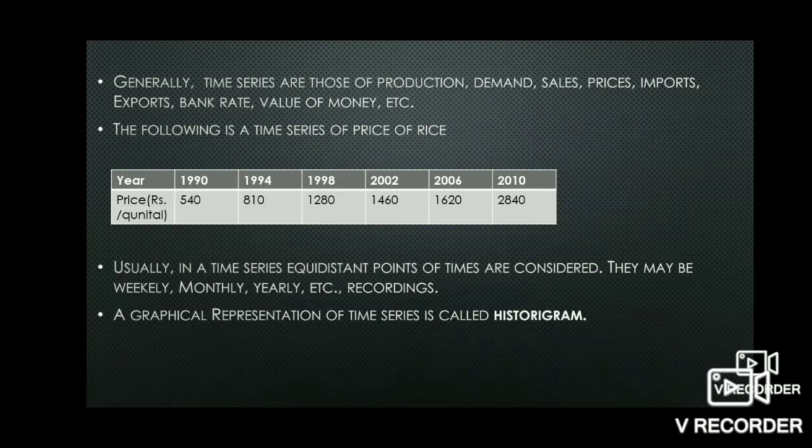So this type of data or analysis of such examples comes under time series analysis. Usually in a time series, equidistant points of time are considered. They may be weekly, monthly, yearly, etc. recordings. In this example we have recorded according to year, that is, the difference is 4 years. A graphical representation of a time series is called a histogram.